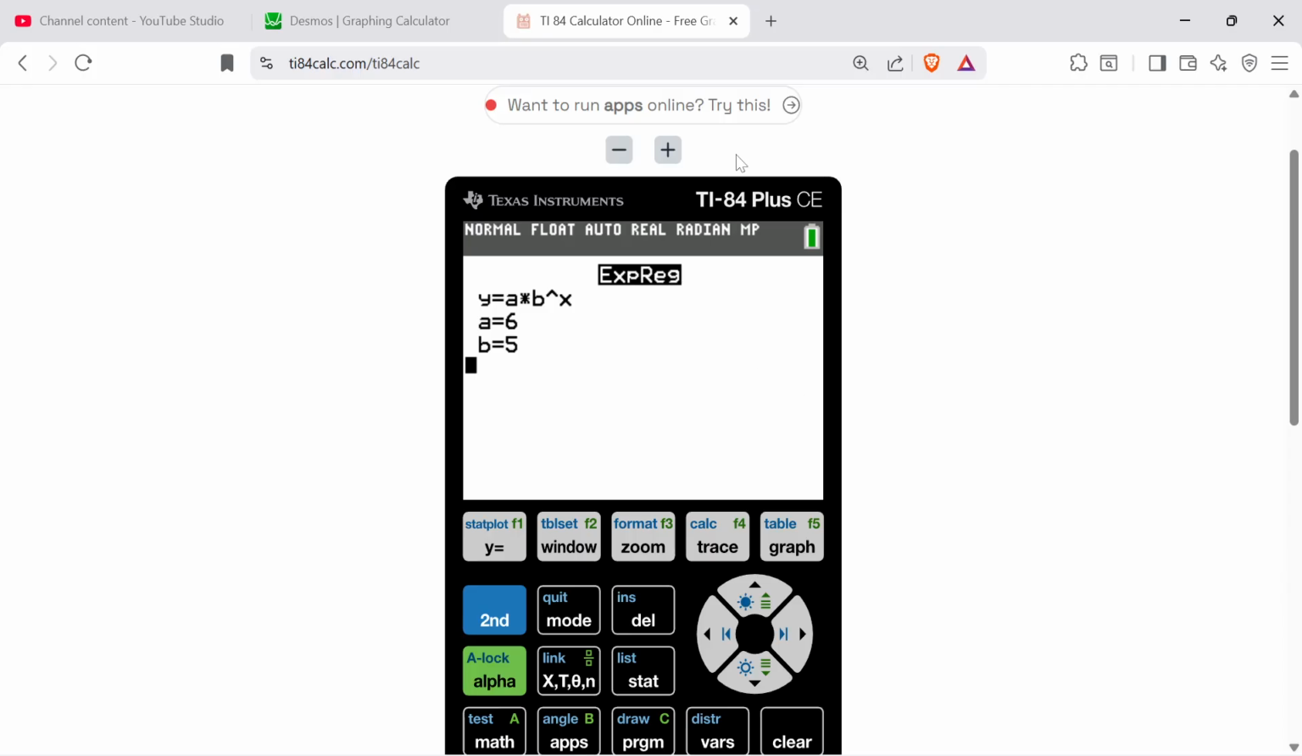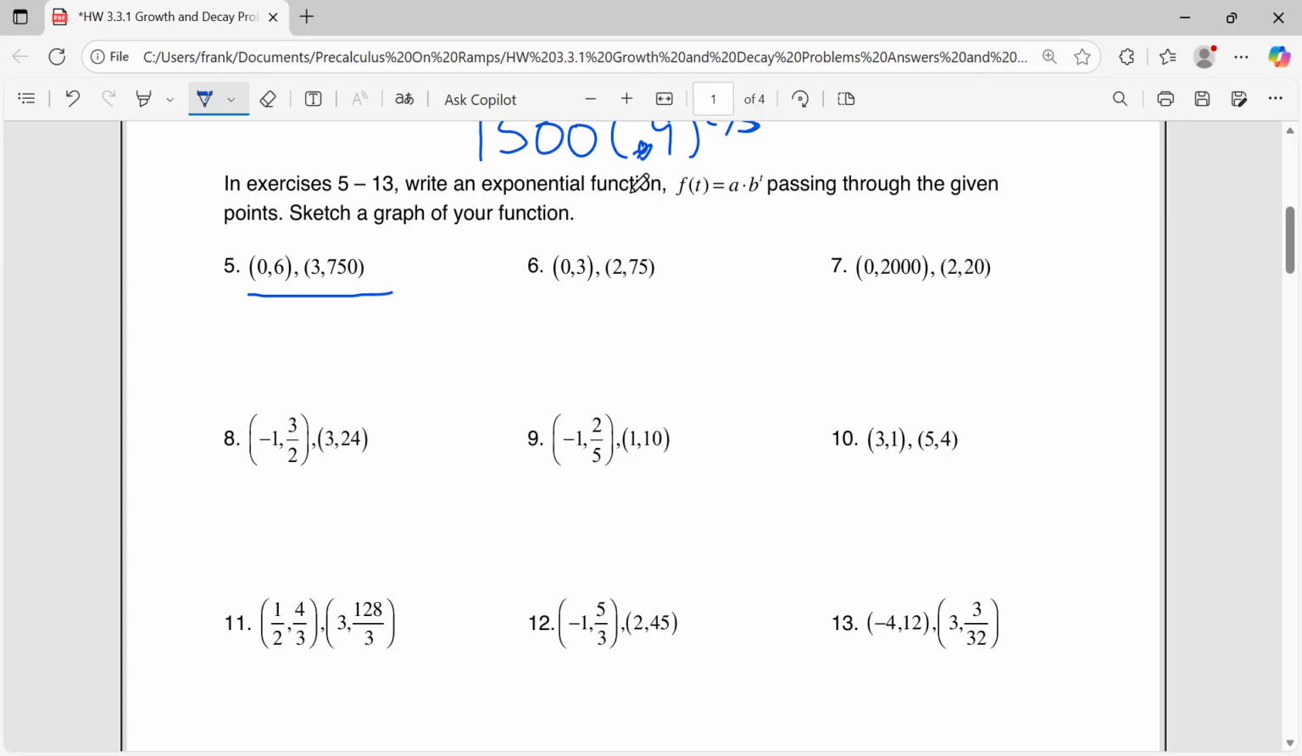So the function is 6 times 5 to the X. And f of t equals 6 times 5 to the X. Sketch the graph of the function. Well, this is going to pass through 0, 6, and 1, 2, 3, 750, way up here, and it's going to approach 0, so it's going to look something like that. So that's it. The rest of these I will work on Desmos.